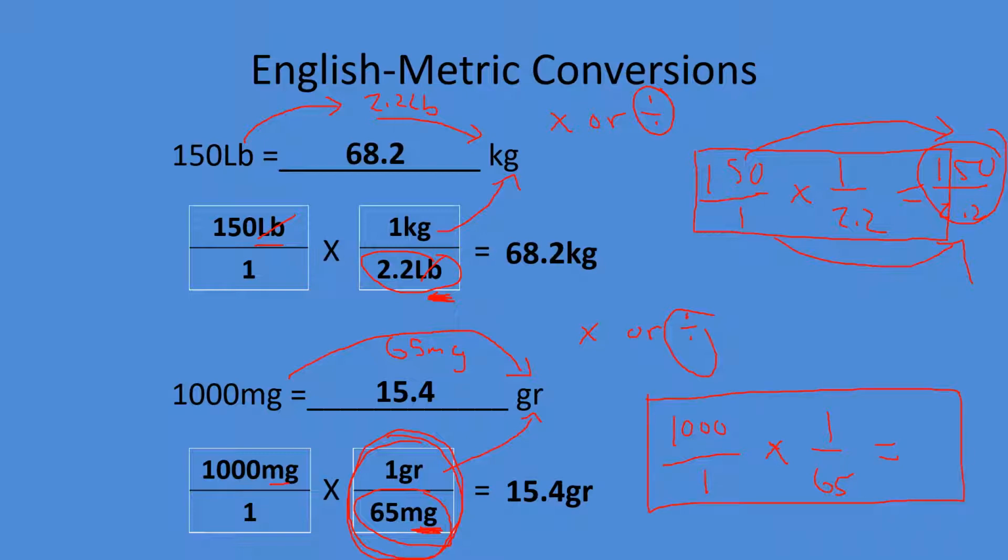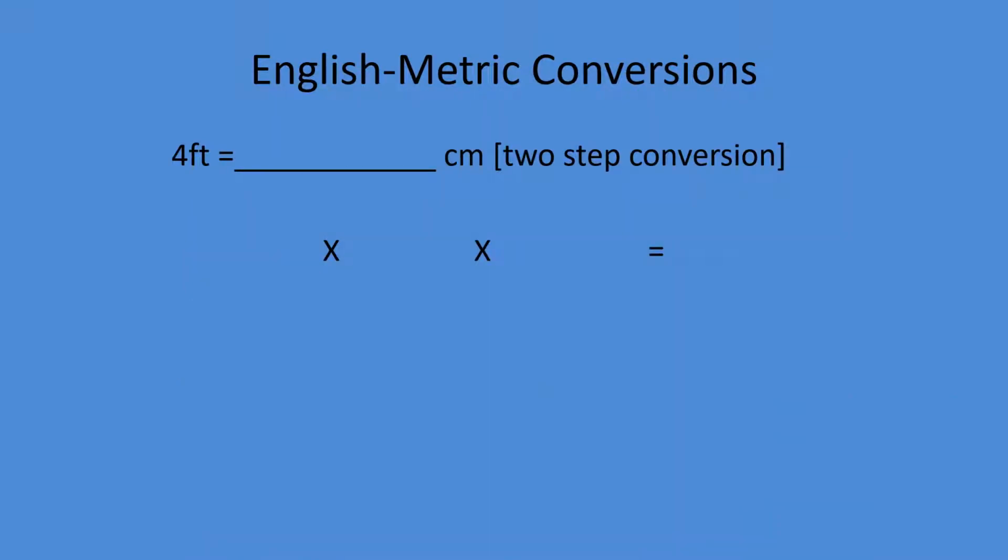Because all I did was take out the units, and then you're just simplifying. So it's just 1,000 divided by 65. So if the number's in the bottom, you divide. If it's at the top, you multiply. All right. One step conversions done.